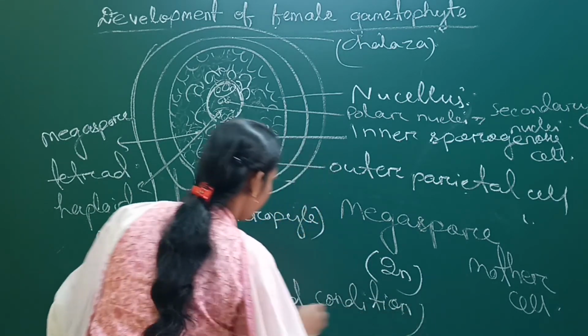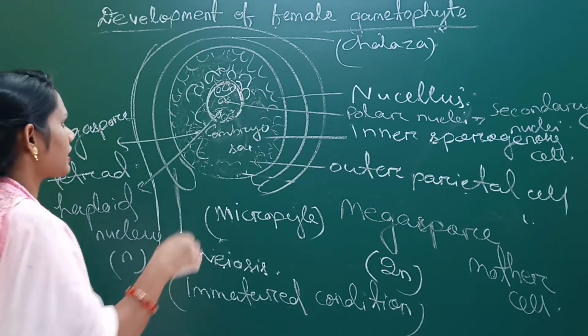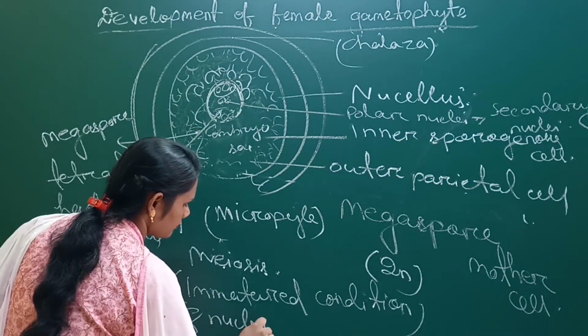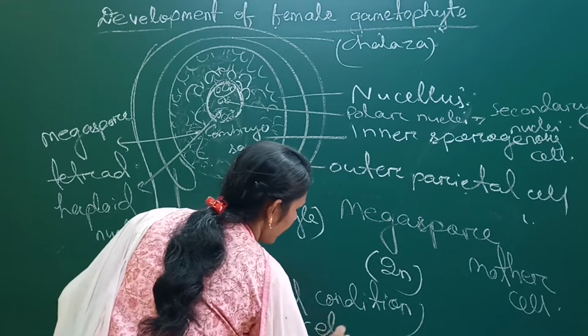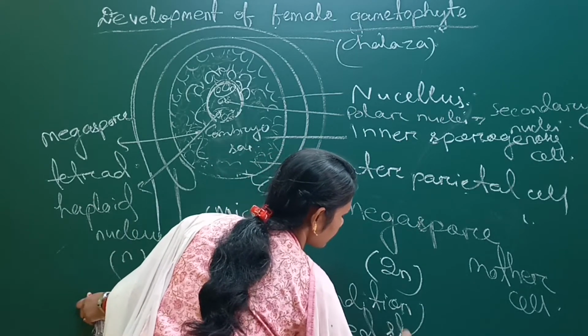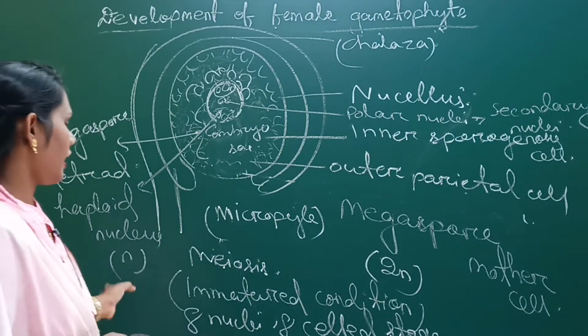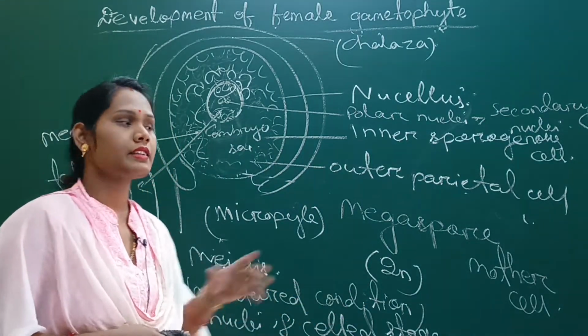So in the immature condition, how many nuclei does the embryo sac have? 8 nuclei, and it is the 8-celled stage. In the immature condition, the embryo sac has 8 nuclei and is at the 8-celled stage.